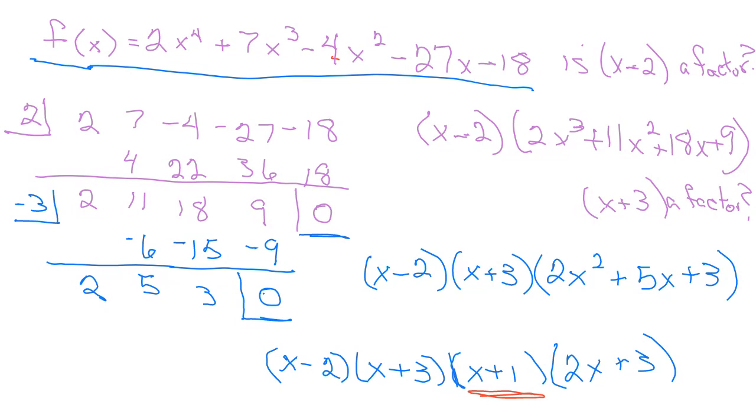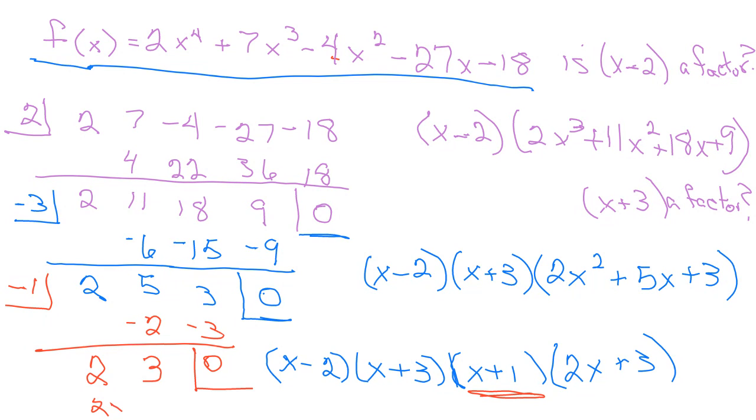That means if you put a minus 1 here and do synthetic division one more time, that gives me a 2. 2 times negative 1 is negative 2. That's 3. 3 times negative 1 is negative 3, and that gives me a 0. And I have very little space left, but this 2 and 3 on the bottom here tells you that the remaining factor is 2x plus 3.